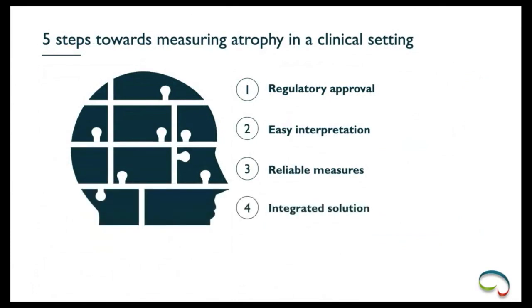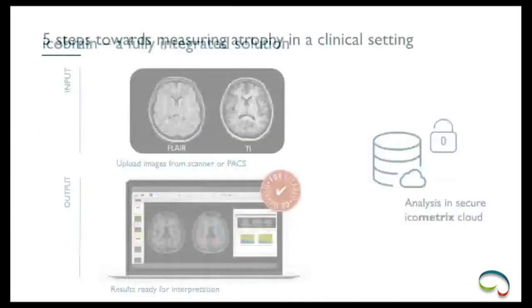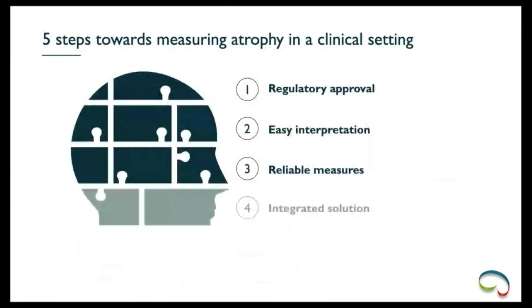Fourth important point to allow the use of atrophy measurements in a clinical setting is the integration of the solution into the clinical workflow. And for that reason, we have chosen to offer icobrain as a background service. That means that the analysis, including the atrophy measurements, are done in between the acquisition of the scan and the reading of the scan. That means that the radiologist has the original images together with the quantitative results and the annotated images at his availability at the moment he starts reading.